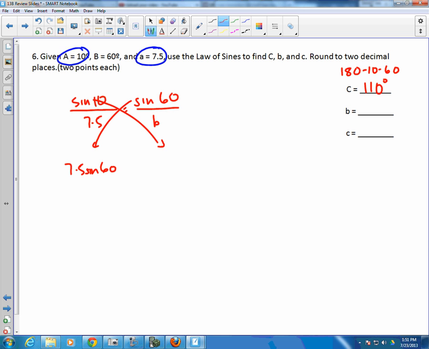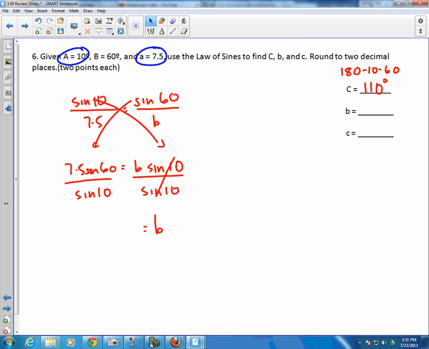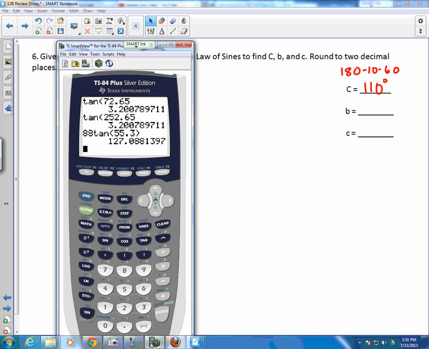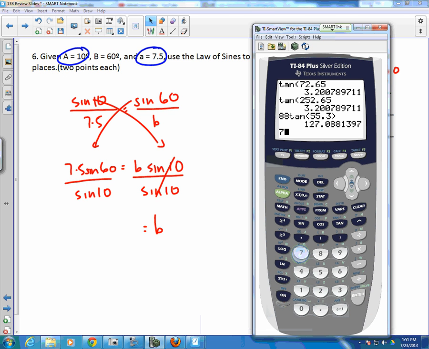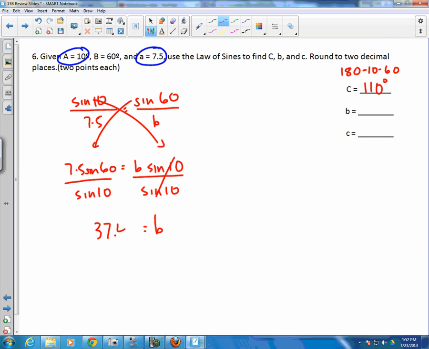So 7.5 sine 60 equals b sine 10. I'm going to divide by sine 10, and you get b equals 7.5 sine 60 divided by sine 10. Now I pull out my calculator, and it's 7.5 sine 60 divided by the sine of 10. Don't evaluate stuff in the middle of the problem. Wait till the very end, and you'll get as exact an answer as you possibly can. So in this case, 37.4 would be b. So b is 37.4.